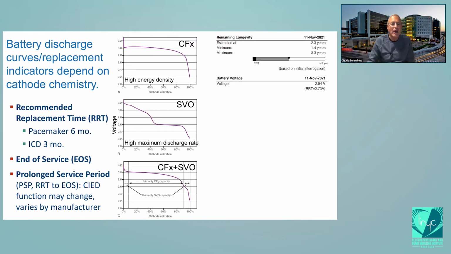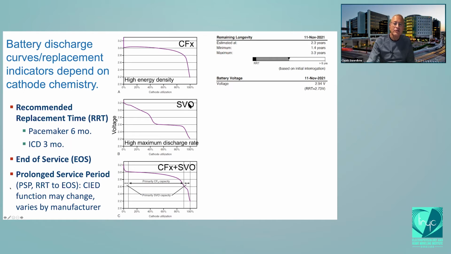So what is a battery discharge curve? A battery discharge curve tells you how the voltage of the battery changes over time. This is a battery discharge curve of carbon monofluoride. It's a very high energy density battery, but you can't really pull energy rapidly from it.